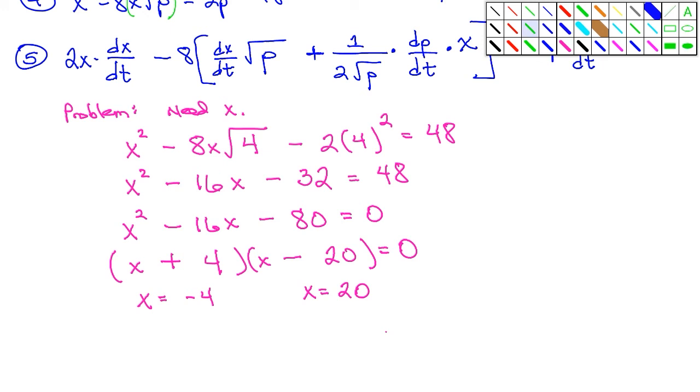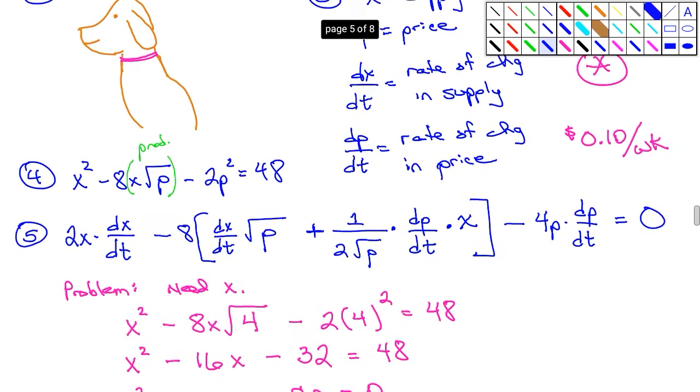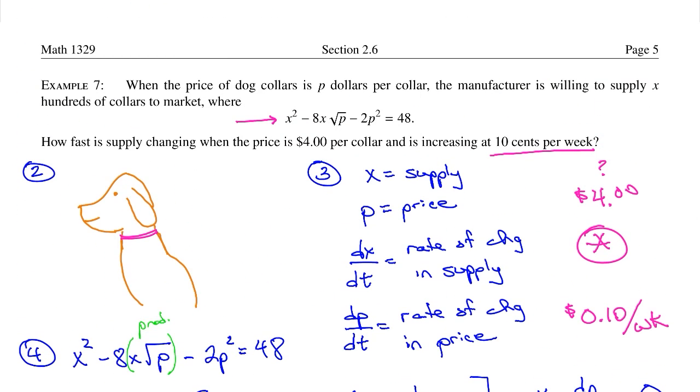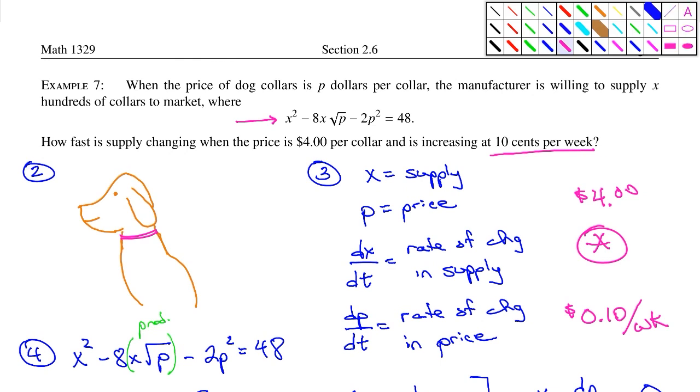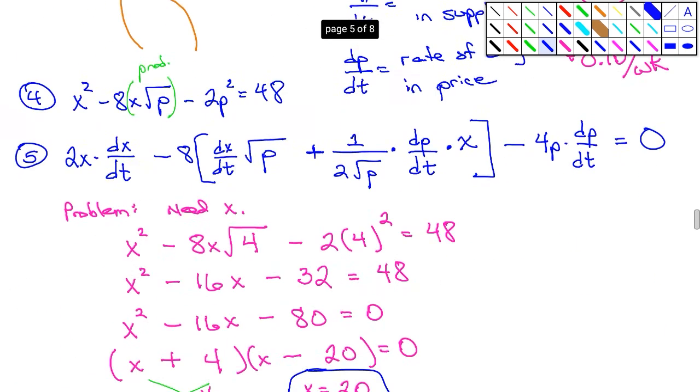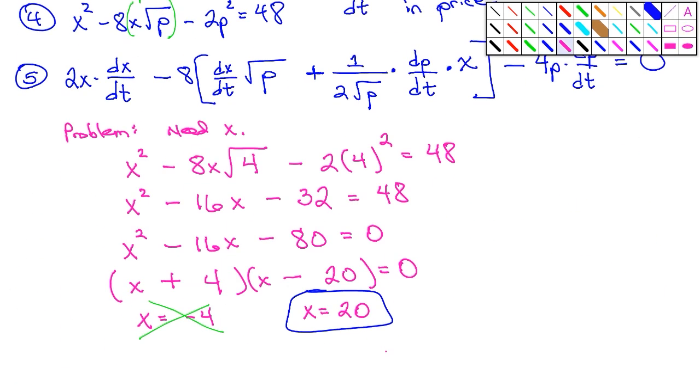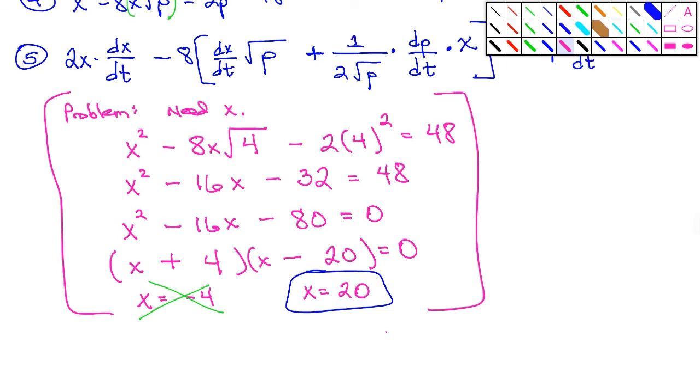x equals negative 4 is not a valid supply number. You can't supply the market with negative 4 dog collars. Or negative 400 dog collars, whatever. So the only number we get here is the 20. So that's actually what our x was, and we can plug that back in up here if you want. And now we can continue the problem. So that was an aside kind of thing, something that we needed to do before we went further. All right, let's see if we can get this all in here now.